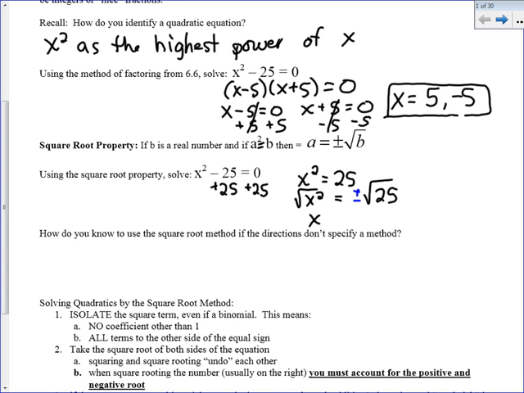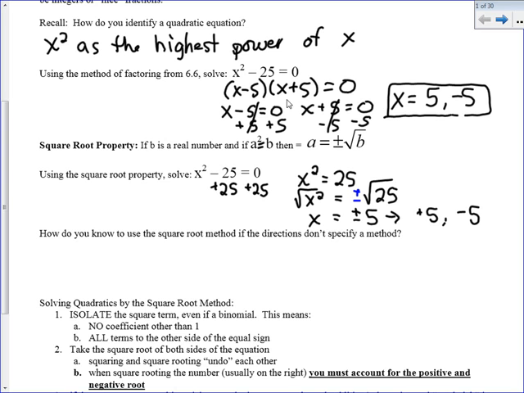So when I simplify the square root of 25, I get x equals plus or minus 5. What that plus or minus means is when you break it up, you get positive 5 and negative 5, which are the two answers that we got when we solved the same problem by factoring. But if you leave the plus or minus off, then you're just going to get 5, and 5 is only half of the answer. And I always like to say, you give me half the answer, I give you half the points.